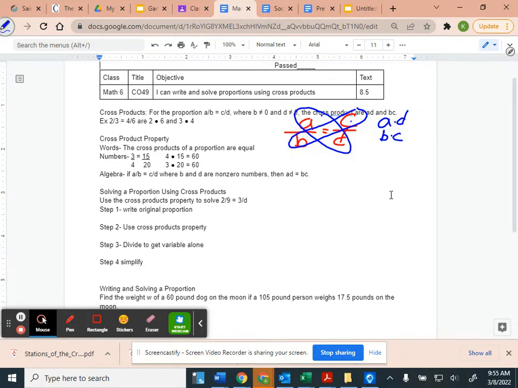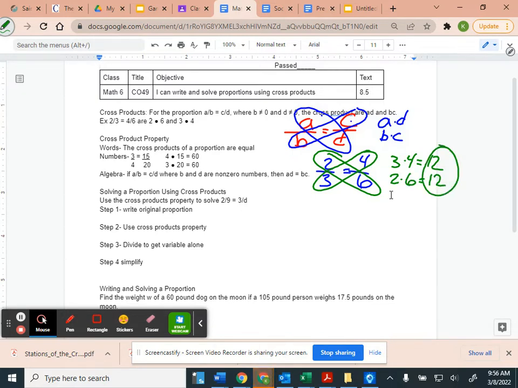So if we are using numbers, if we say 2/3 equals 4/6, we want to know if our ratios are proportionate. We're going to do our cross products. So we're going to multiply 3 times 4 and 2 times 6. What is 3 times 4? What is 2 times 6? They are the same. So that means that these two fractions, these two ratios, are proportionate.